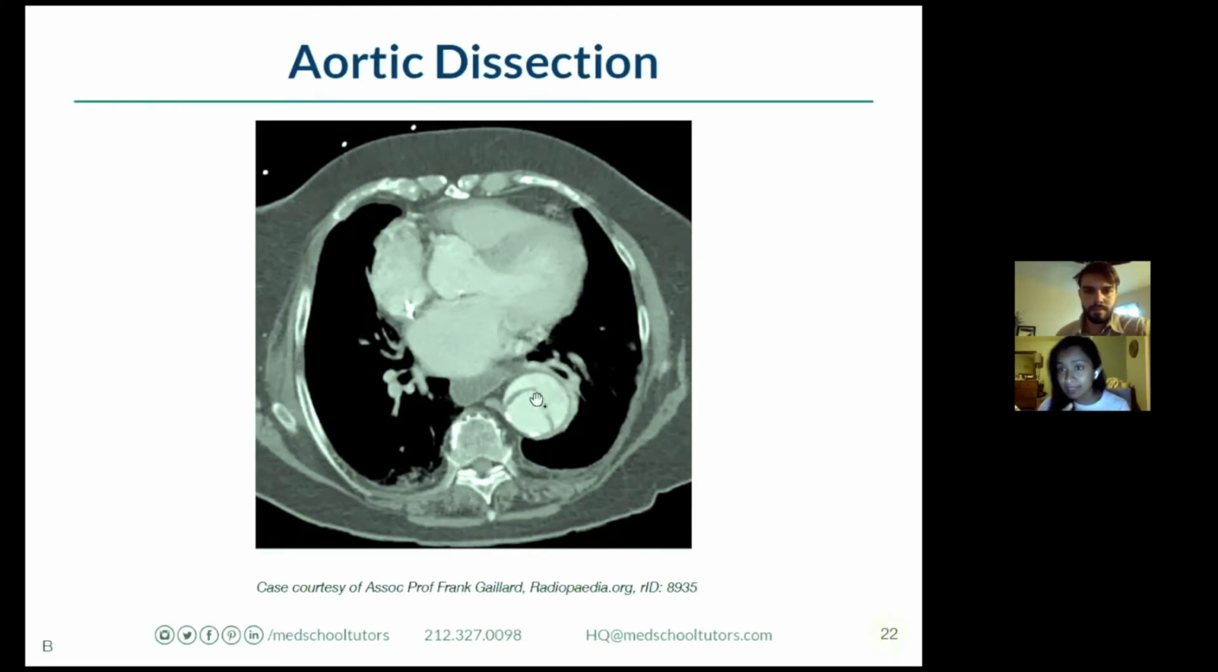And this is type B, again, because it's involving the descending aorta, and we don't see ascending aorta involvement. Having said that, on this slice we can't really see the ascending aorta, so it's hard to say. But if the ascending aorta was involved, that would be a type A. But here, because we only see the descending, based on this, we can only say type B.